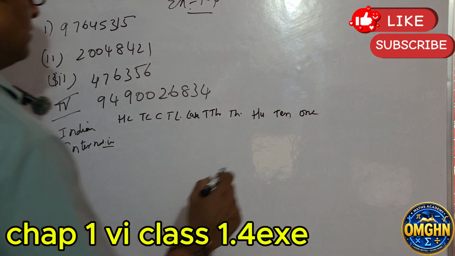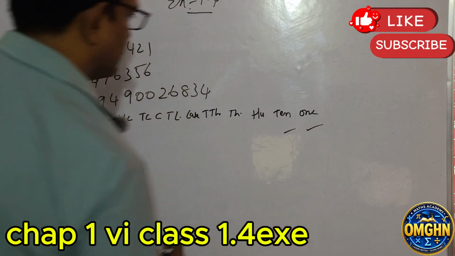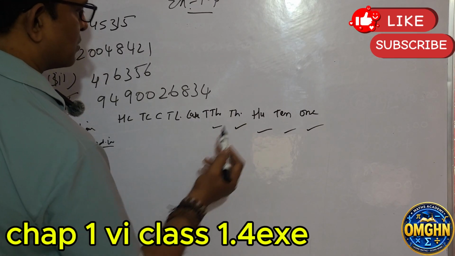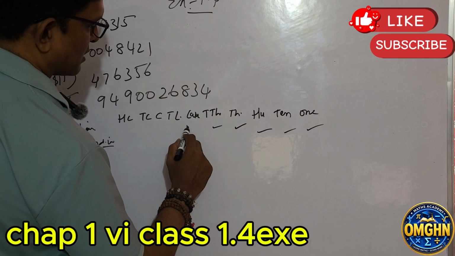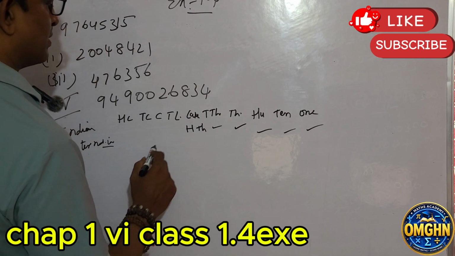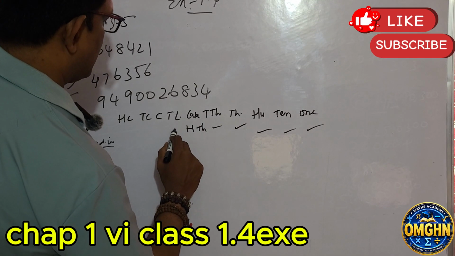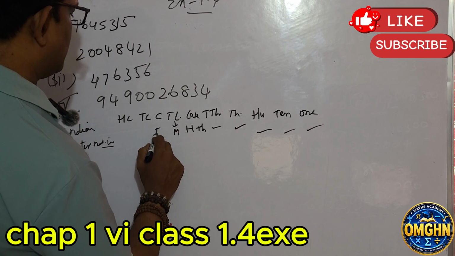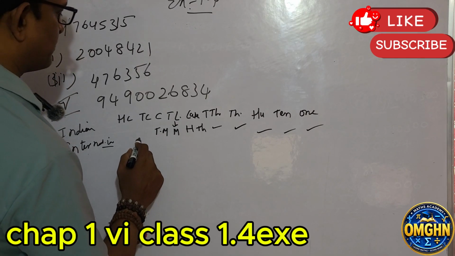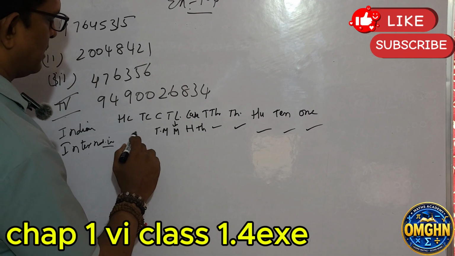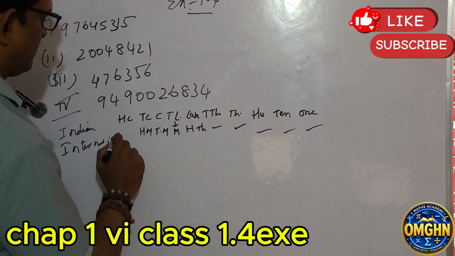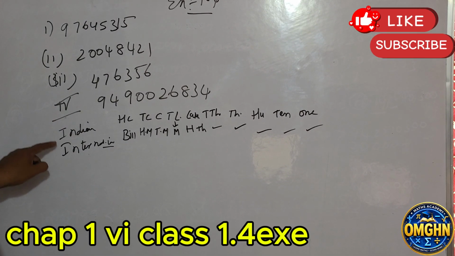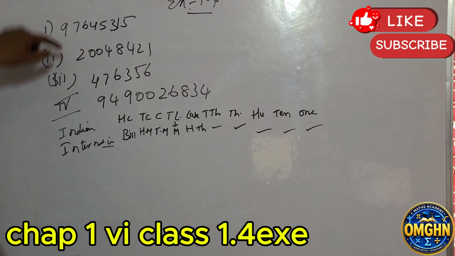In international, ones and tens are the same, hundreds same, thousand same, 10,000 same. Here 100,000 will come, then million, 10 million, 100 million, billion. This is the Indian system of counting, and this is international. Now see this sum.